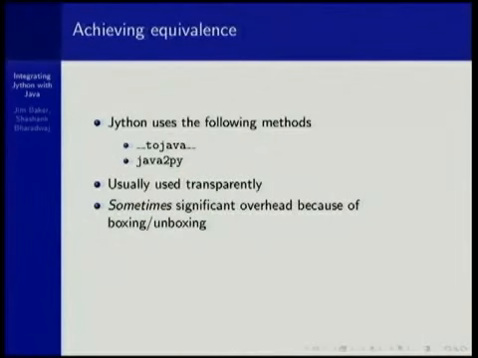So we use these following methods. We use toJava, we use Java to PY, usually used transparently, but sometimes there's significant overhead because of boxing and unboxing. That's one thing to consider in your code. So there are alternatives to doing that, and there are also some implications for how this boxing and unboxing works. The one thing I would want to point out about this, however, is even though this boxing and unboxing occurs in the actual function calls, it doesn't necessarily actually happen due to inlining by the JVM.